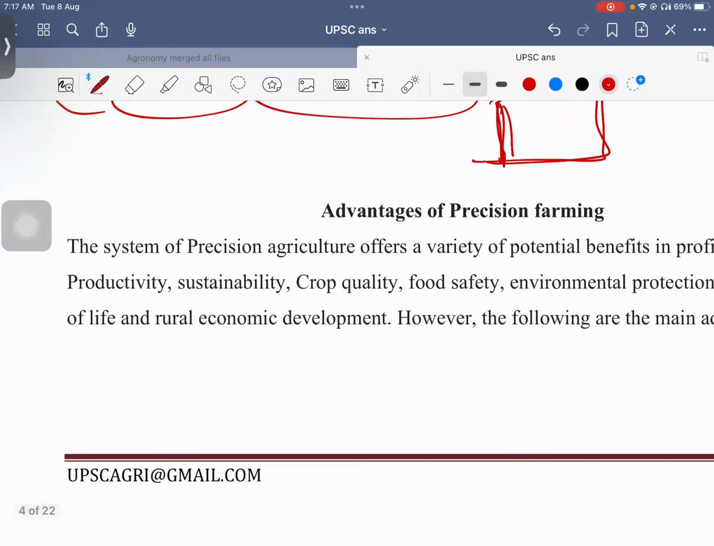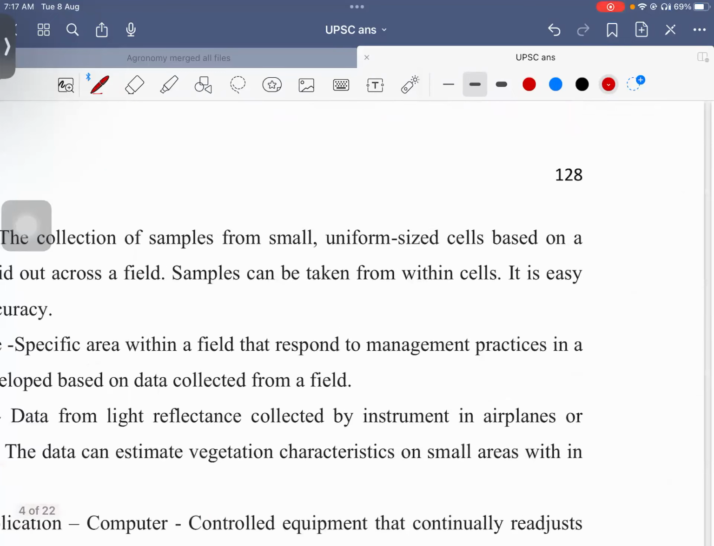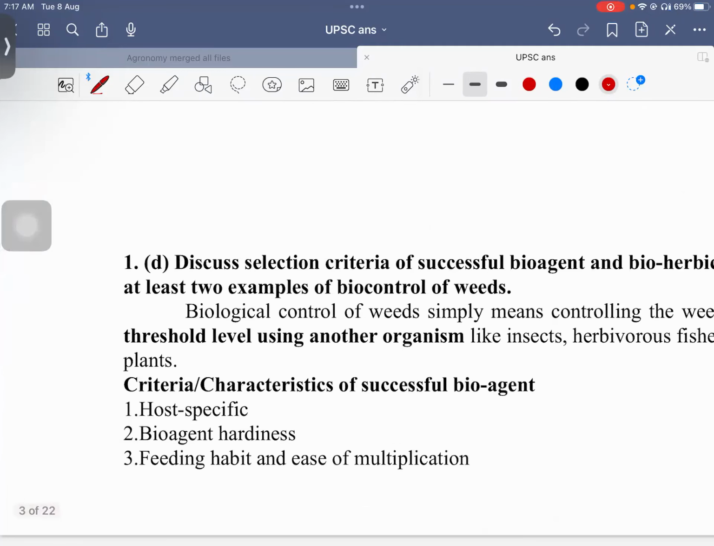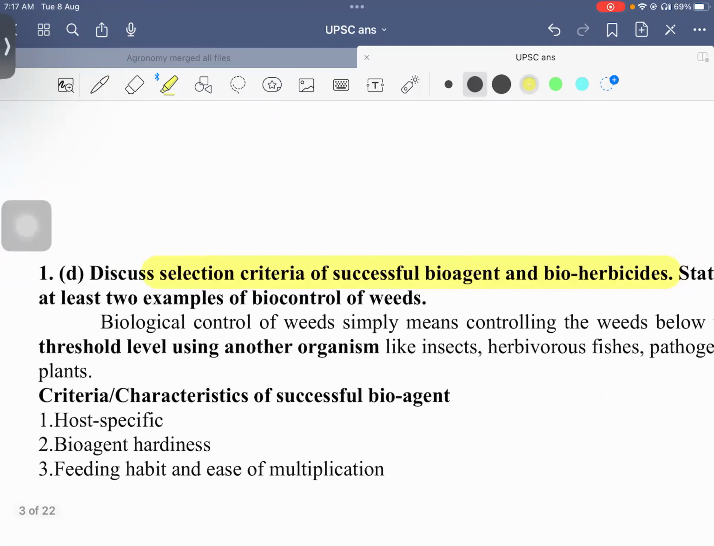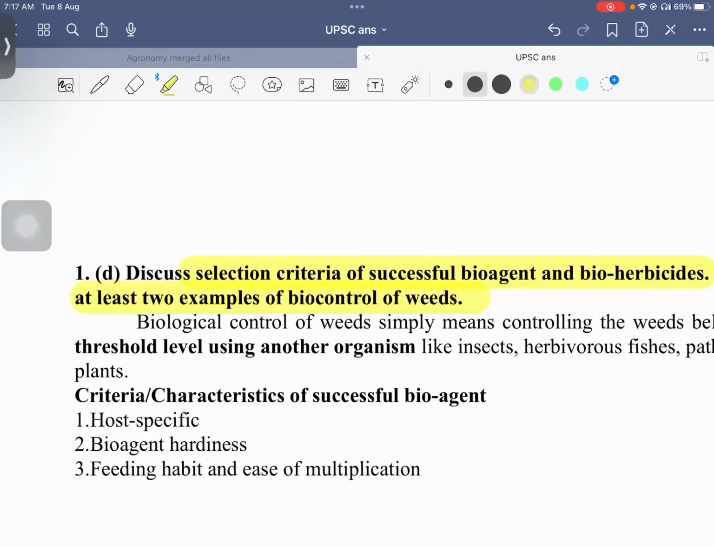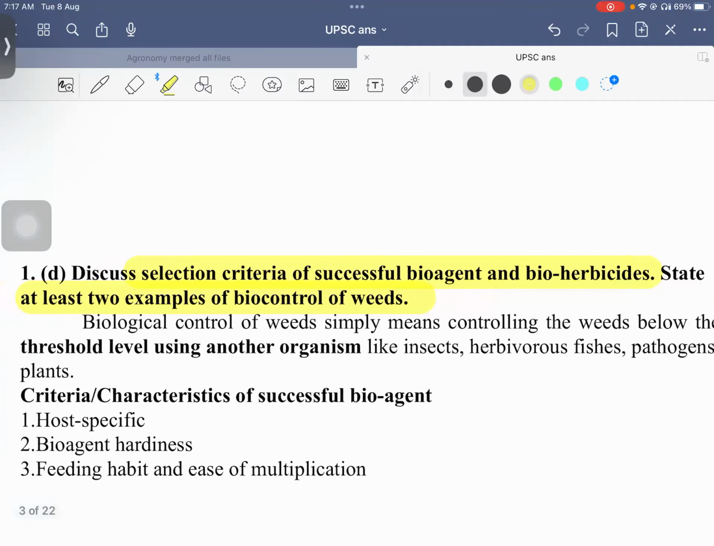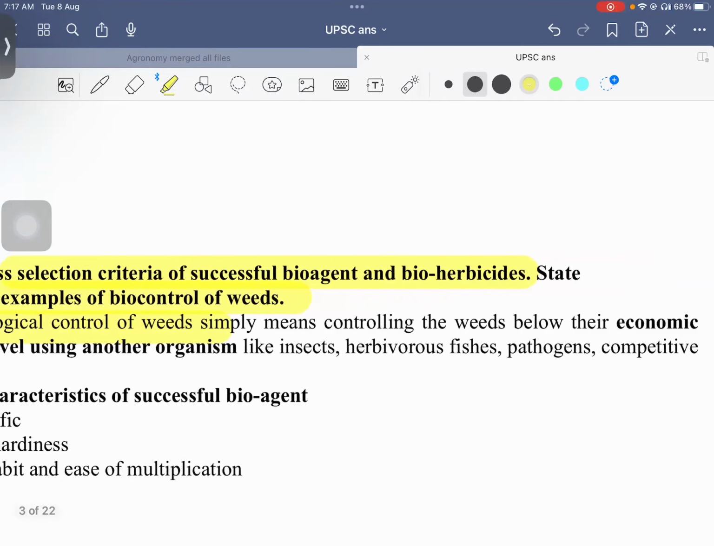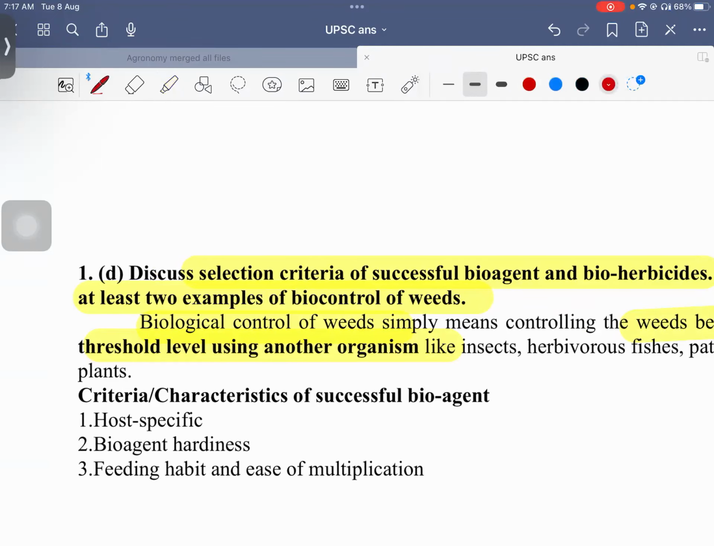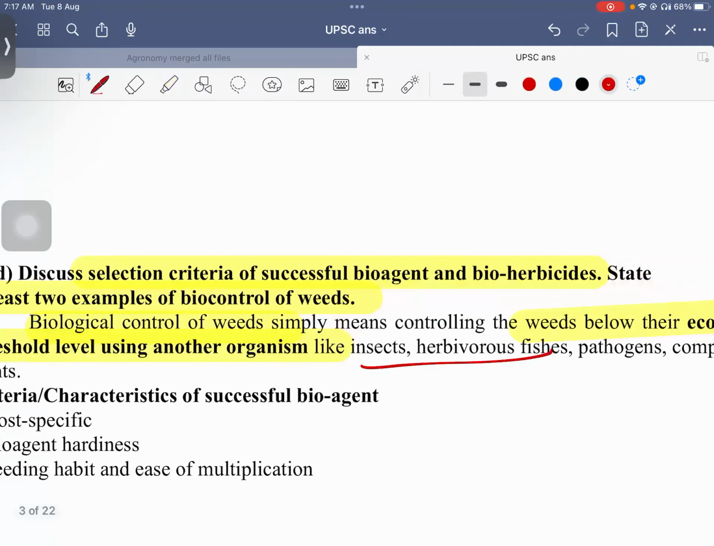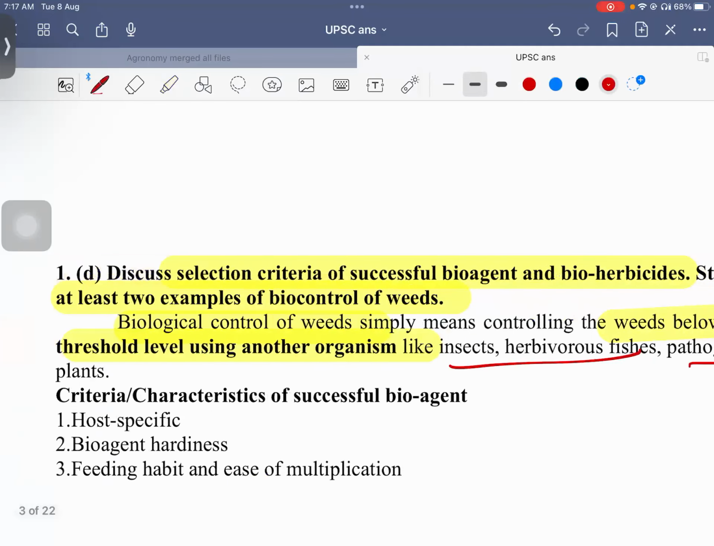Next, we have a question: discuss selection criteria for successful bioagents and bioherbicides. State at least two examples of biocontrol of weeds. So what happens here is that biological control of weeds means controlling the weeds below their economic threshold level using some other organism. Okay, it may be insects, fishes, pathogens, or some competitive plants, etc.